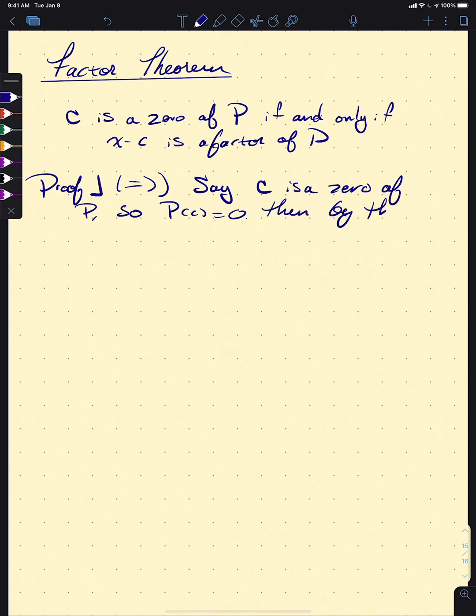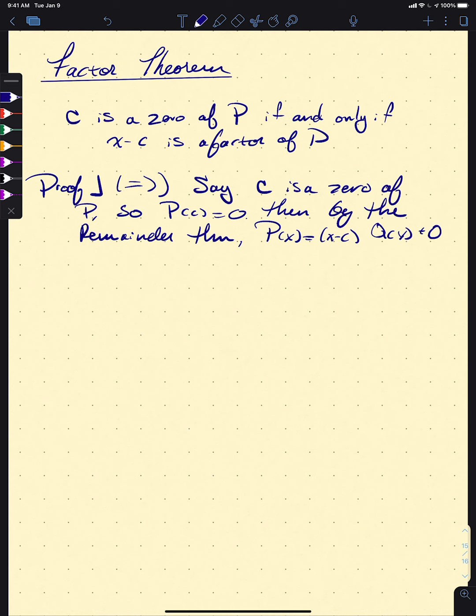Well, then by the remainder theorem that we saw just before, P of x is x minus C times Q of x plus 0, right? For some Q of x. So P of x is x minus C times Q of x. But that's exactly what it means for x minus C to be a factor, right? It factors out of the polynomial.